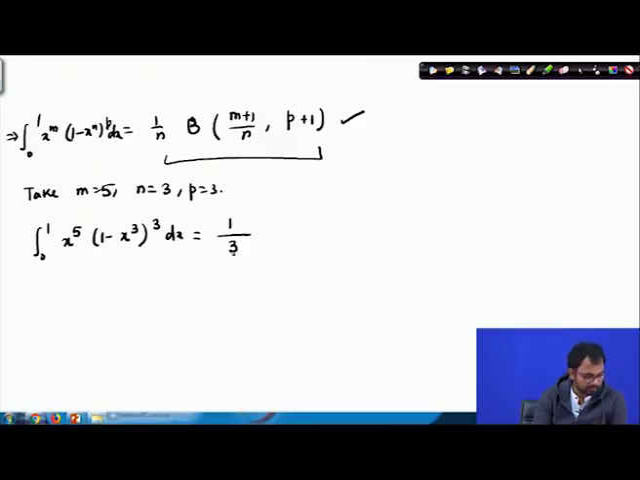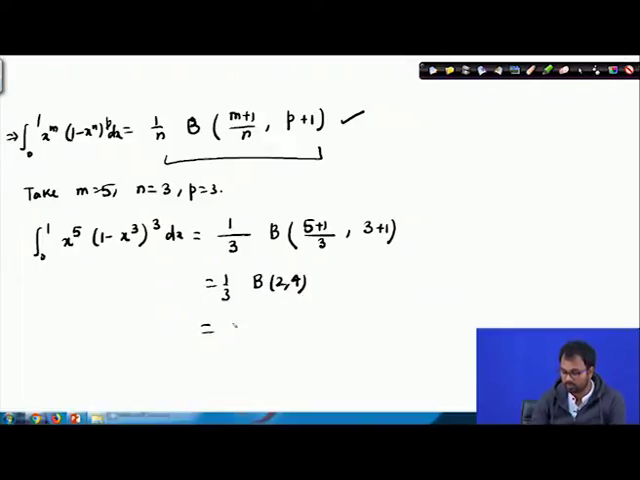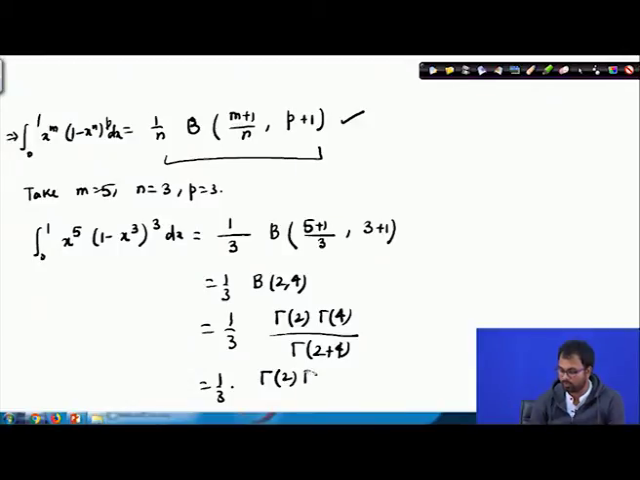So, our n is 3 and beta m is (5 plus 1) by 3 and p is 3. So, I can write 1 by 3 beta of 2 comma 4. Now, I will use the beta and gamma relation here. So, then this will reduce to gamma 2 times gamma 4, I believe this was relation 1, and then we have gamma of 2 plus 4. So, this will reduce to 1 by 3 times gamma 2 times gamma 4 divided by gamma 6.